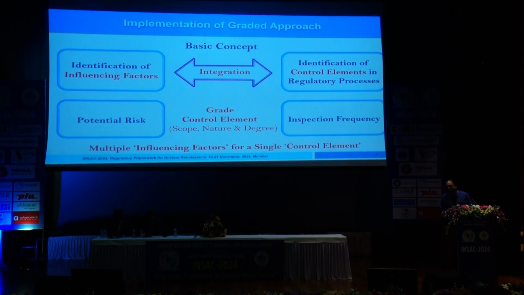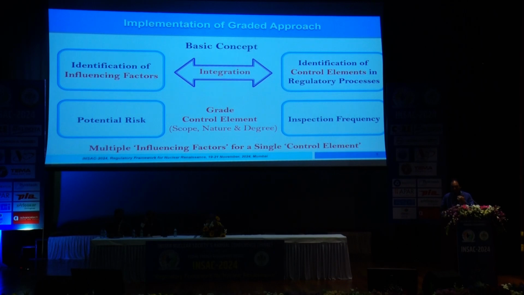Now, coming to the basic concept for implementation of graded approach. For implementing a graded approach, a regulator should initially identify the process where it wants to apply it. Then within that process, the regulator's job is to identify the elements of control. We call them control elements. Like for a regulatory inspection, one of the control elements could be inspection frequency. And like that, for every process, there can be 5, 6, or even 10 control elements.